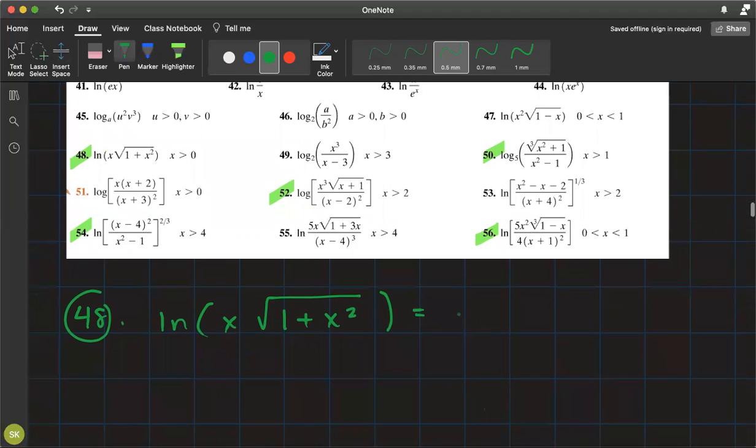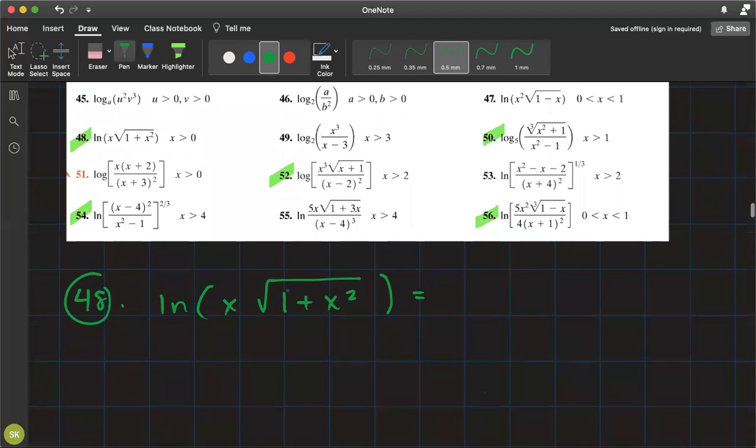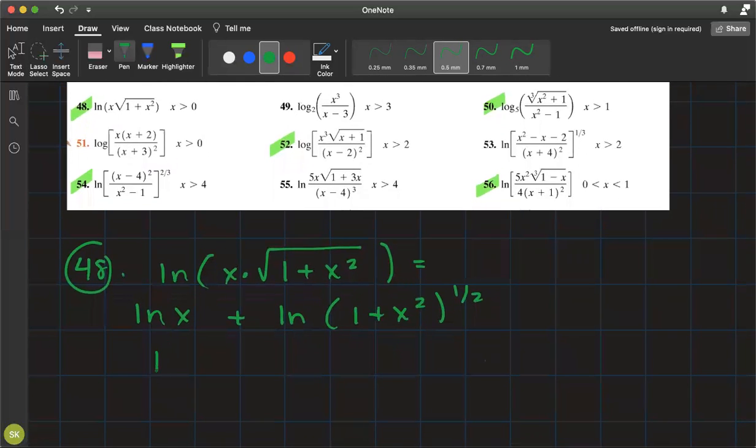Okay, so notice that I have an x times a square root. So let's break this. This is ln of x plus ln, and I'm going to write this as 1 plus x squared raised to the 1/2. And notice that all of this is being raised to the 1/2, so I can put the whole thing up to the 1/2. And now I can pull that power in the front. So this is equal to ln of x plus 1/2 ln of 1 plus x squared.